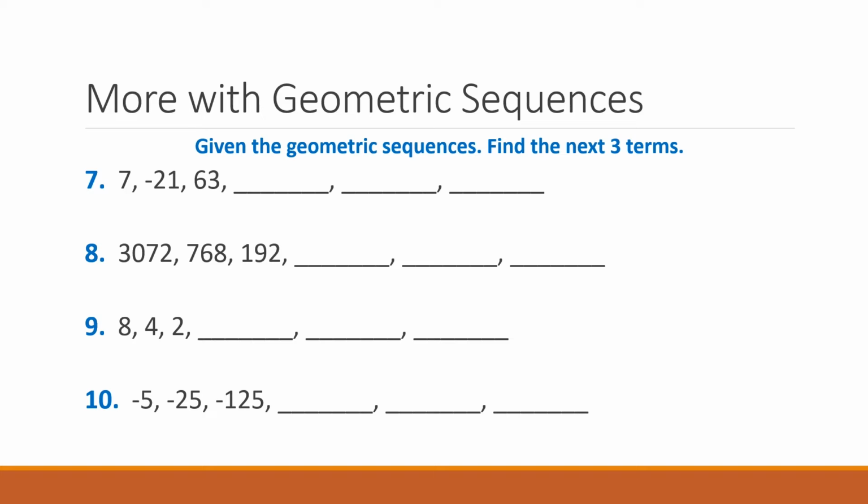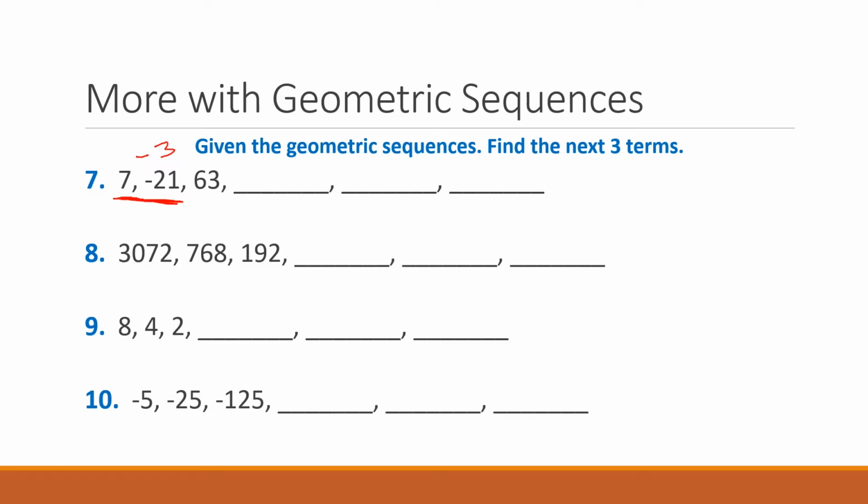Now we have some problems here that tell us that they are geometric sequences, and we just want to find the next 3 terms. And the first thing we have to do is figure out that common ratio, and we simply do that by dividing from right to left. And so since I know that these are geometric sequences, I like to pick the smaller numbers. So instead of starting at the last number like I did previously, I want to start with these two, because they're easier to divide. So negative 21 divided by 7 is negative 3. So my common ratio will be negative 3.